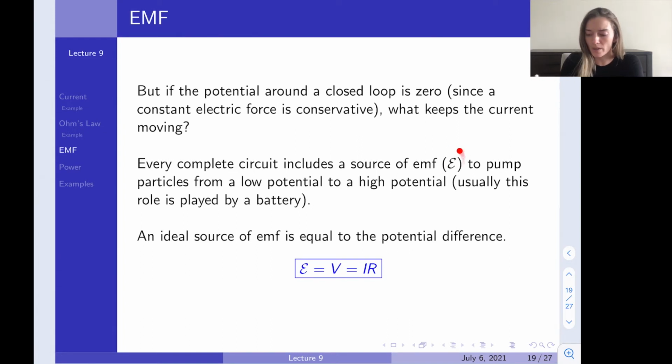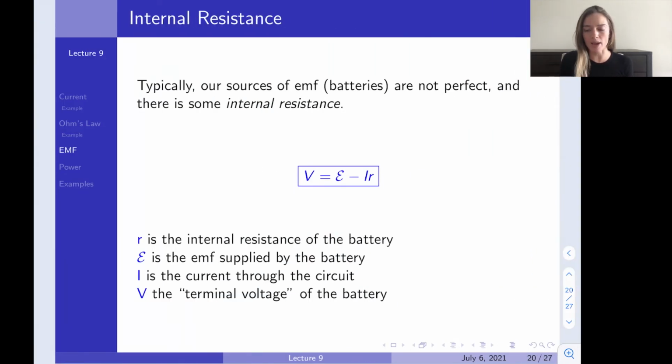The symbol for EMF is this fancy E. And the EMF just supplies some potential difference to get the electrons back up that potential hill so that they can roll back down around the circuit. Now, an ideal source of EMF is equal to the potential difference supplied by that source. Now, this doesn't happen in real life. We don't have ideal batteries.